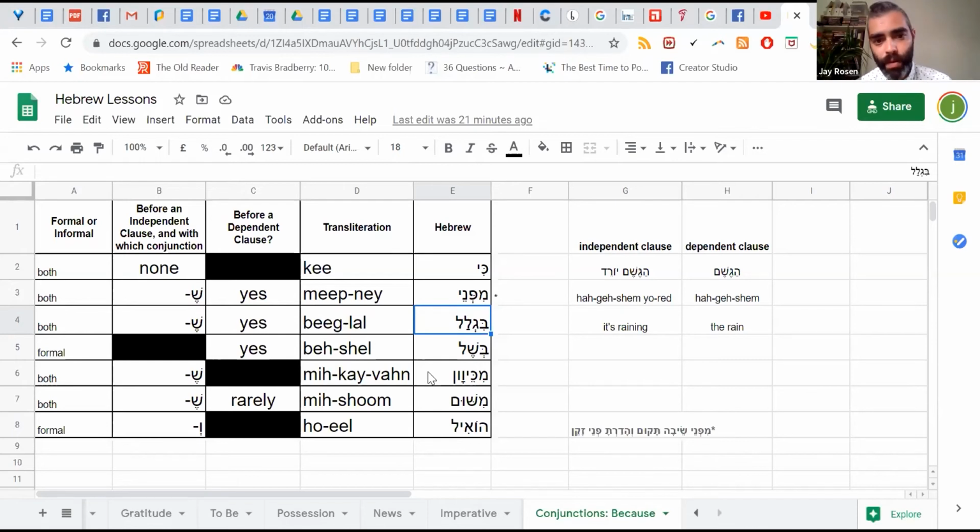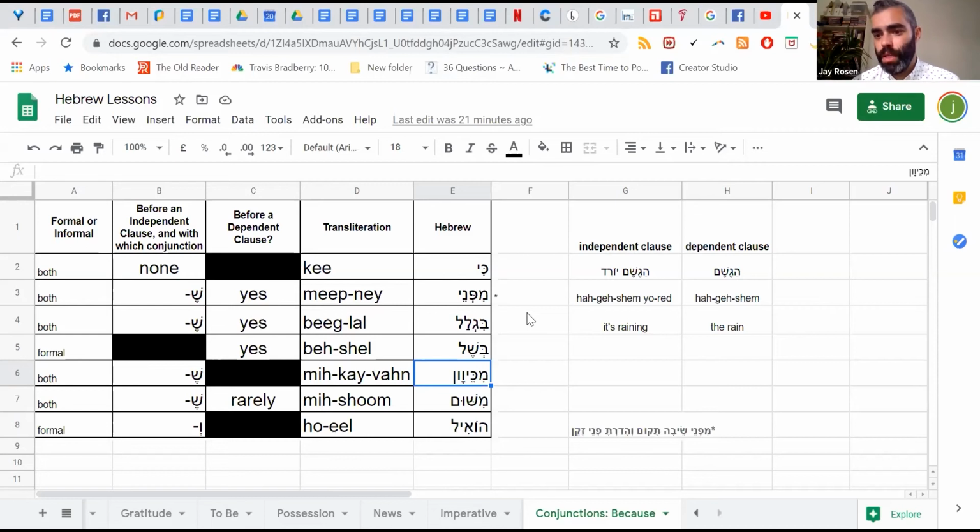Again, mekevan here in row 6 and mishum in row 7, used almost exactly the same way as mipnei and biglal. Mekevan or mekevan she, mishum or mishum she. Both of them mean because of. Again, they're higher level Hebrew. I hear people speaking like this all the time, regardless of age, and regardless of whom they're speaking with. Just know they all mean because. Every single one of these means because.